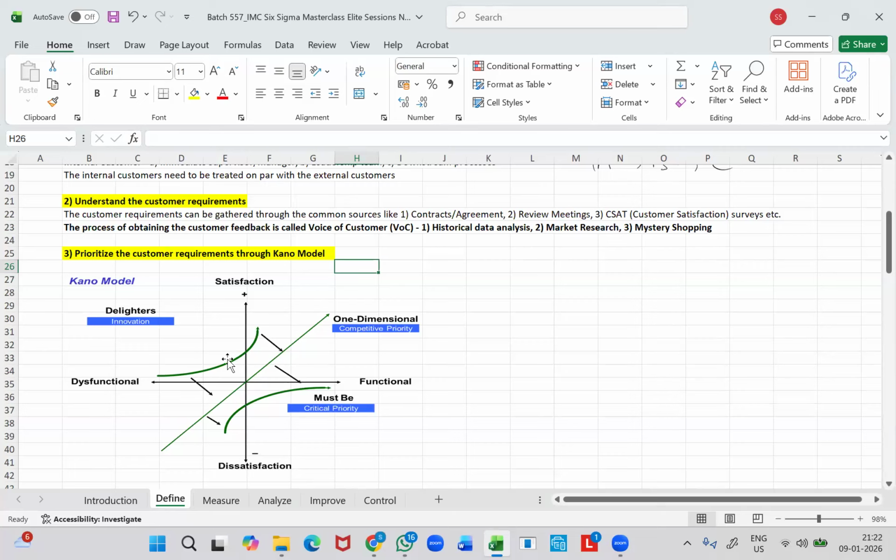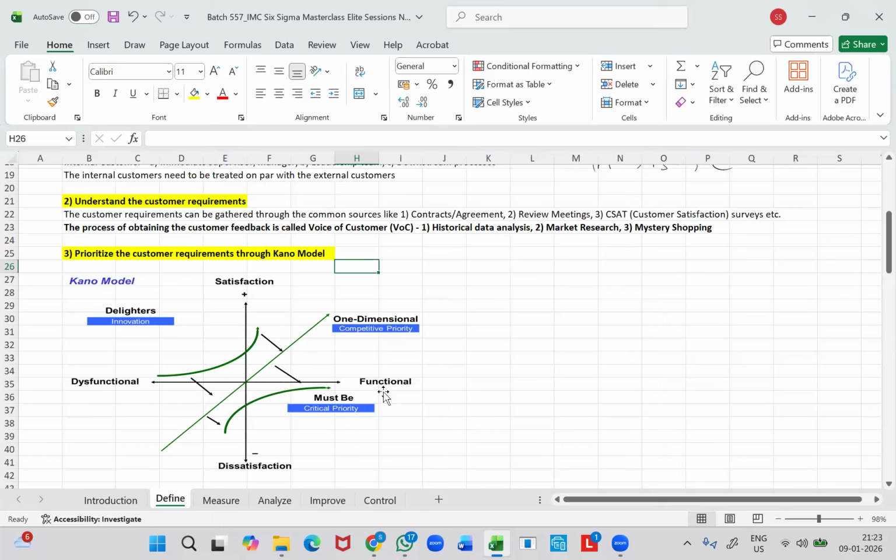Now let us look at a very simple example and try to understand what could be the must-be, one-dimensional and delighter needs for this particular scenario. So imagine yourself as a customer stepping into a restaurant, right? With whatever characteristics that we have discussed for all these three categories of customer needs, what would be the list of must-be needs for you when you step into a restaurant as a customer? So what are all the must-be needs that you would be expecting?